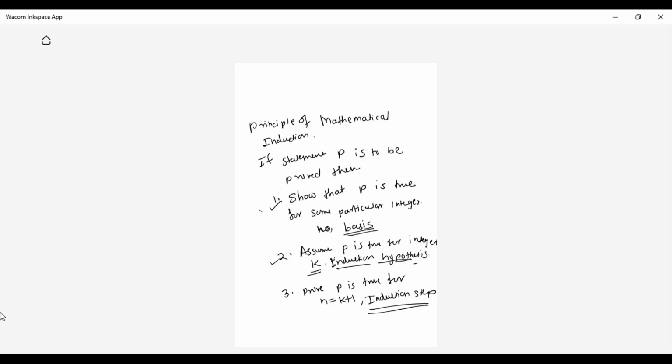So basis, induction hypothesis, and induction step. These three steps are important. Whenever you are solving a problem based on mathematical induction, you need to write down all these steps. First step, basis. Second step, induction hypothesis. Third step, induction step. And then you need to solve under each and every step. Okay, so this is clear, everyone. Now we will move to solve a problem based on mathematical induction.